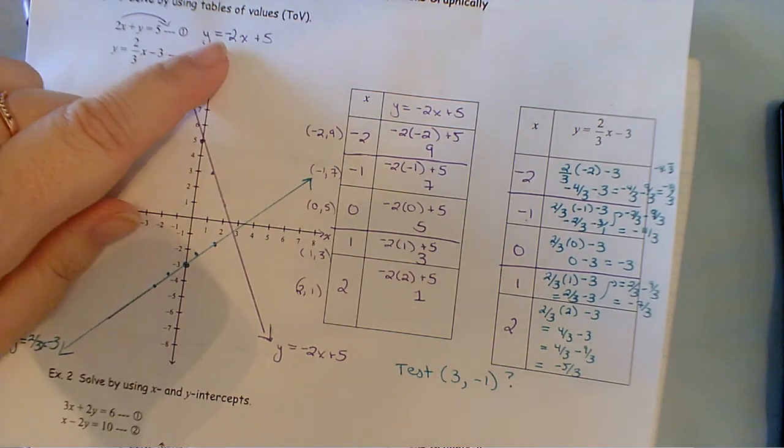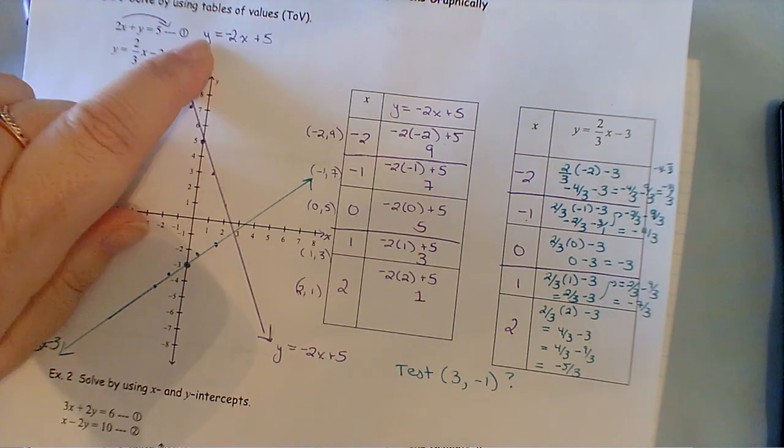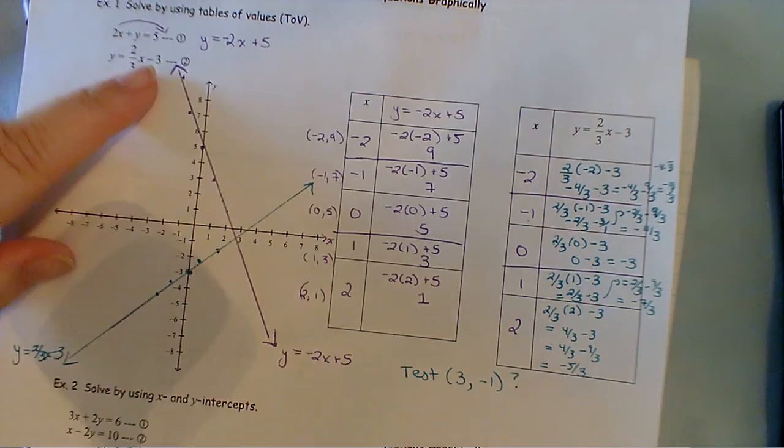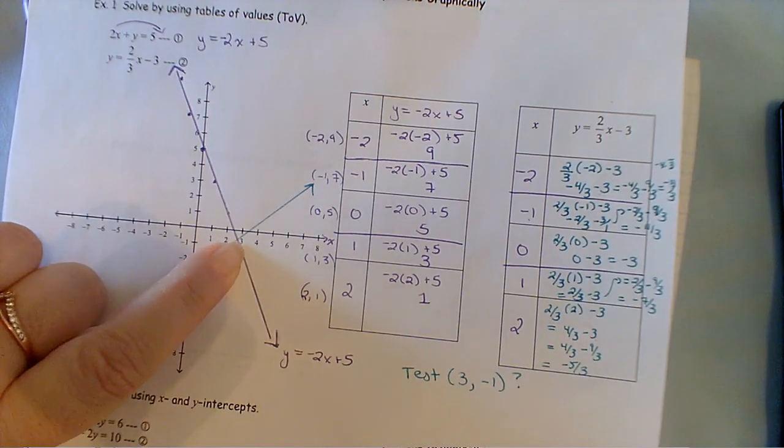So let's try this. -2 times 3 is -6. -6 plus 5 is -1. So this point is on the first line. So this line here, this purple line, is actually supposed to be a little bit over.